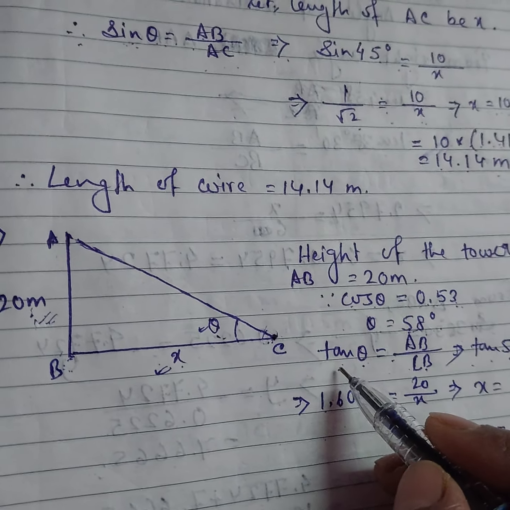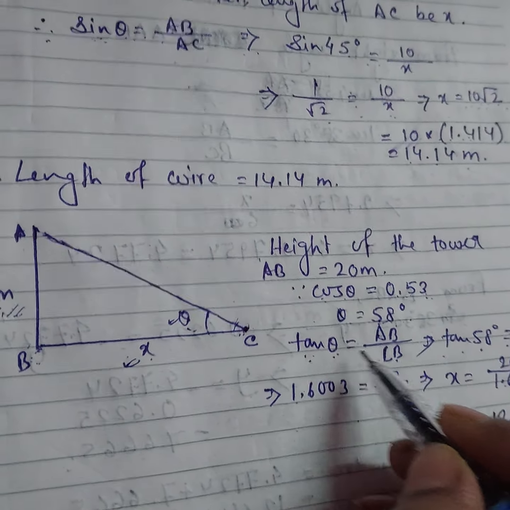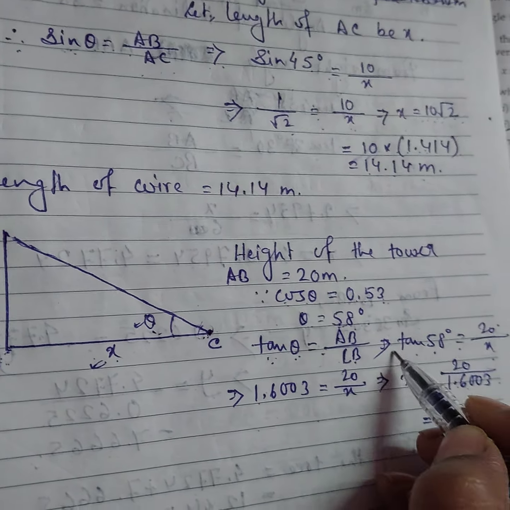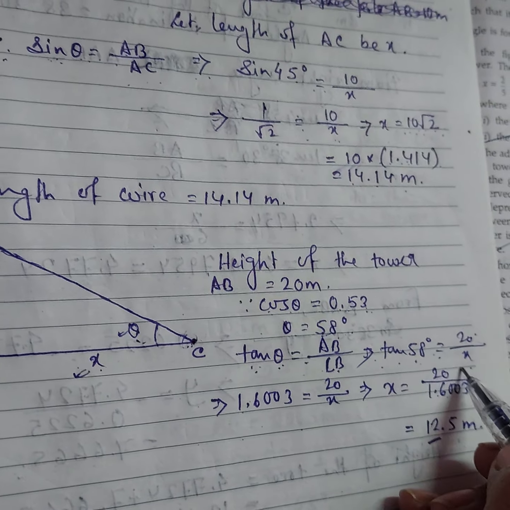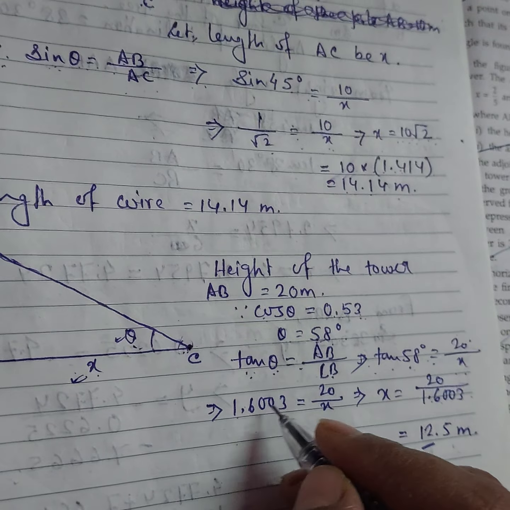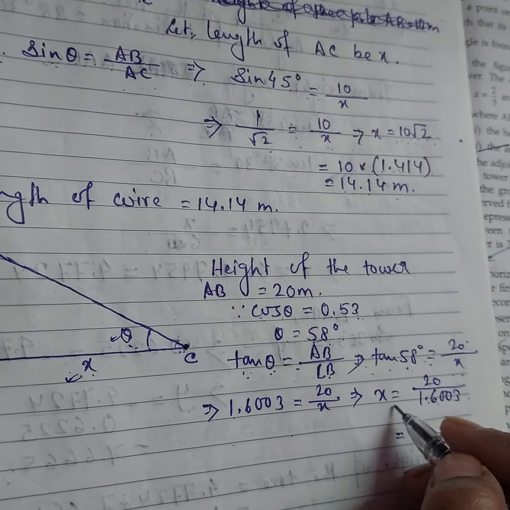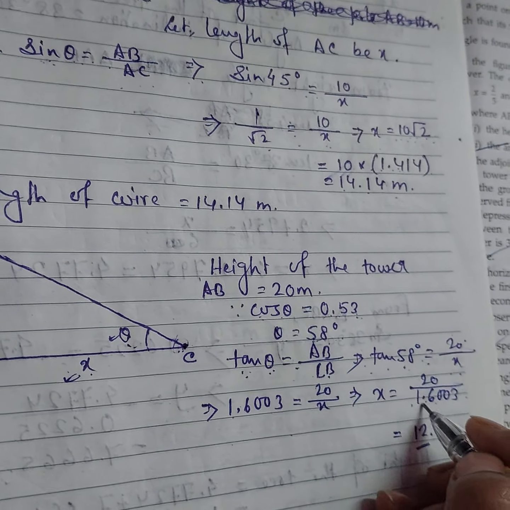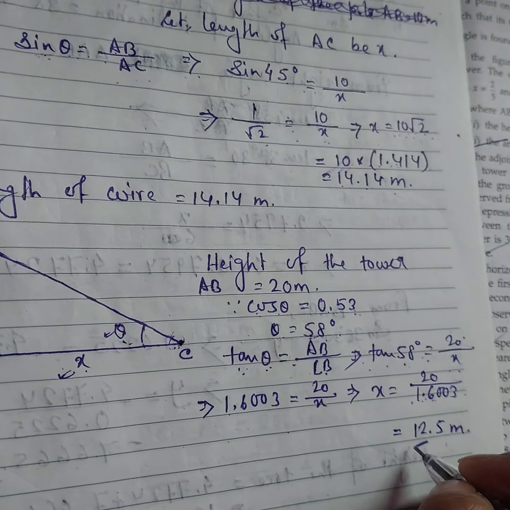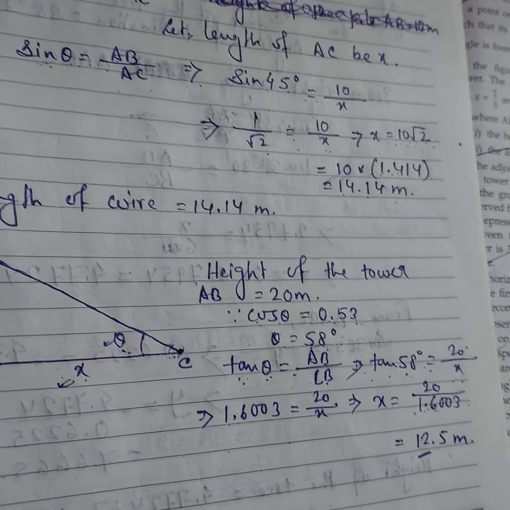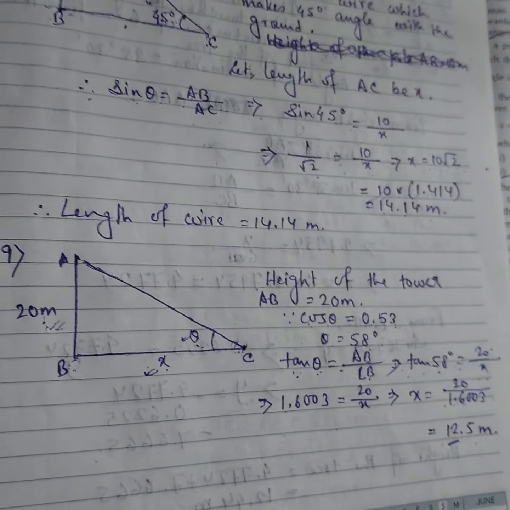So you can take the tan identity. So tan theta is equal to AB by CB, that implies tan 58 equal to 20 by x. Put the values over here, 1.6003 equal to 20 by x. So x equal to 20 by 1.6003. So the answer will be 12.5 meter. Okay, hope you can understand.